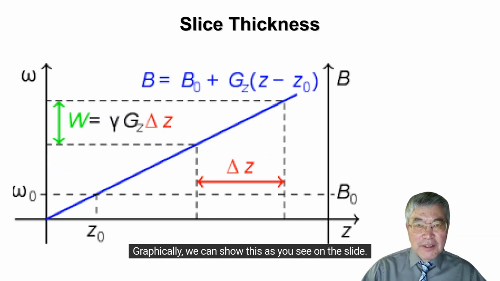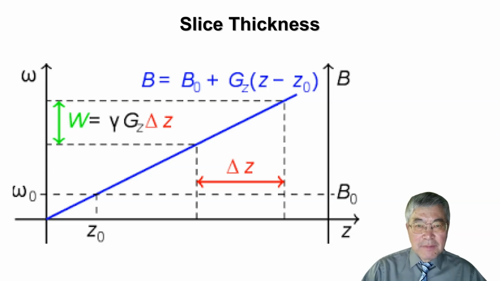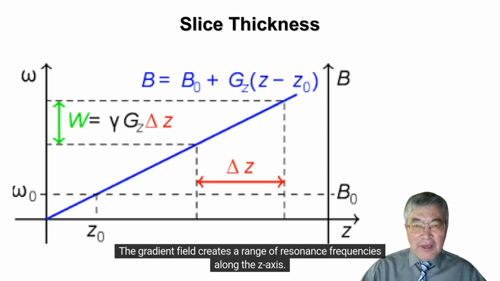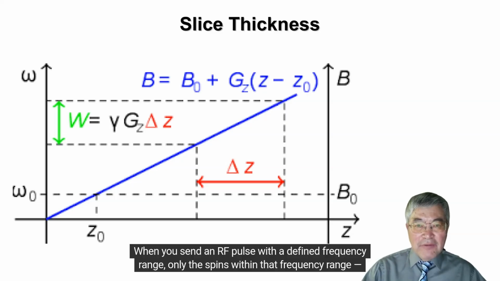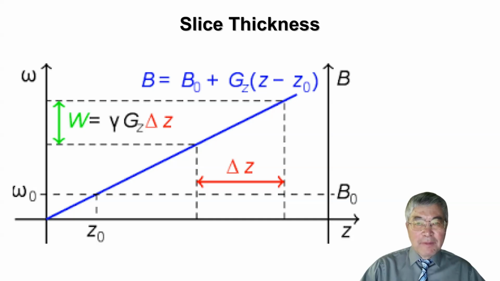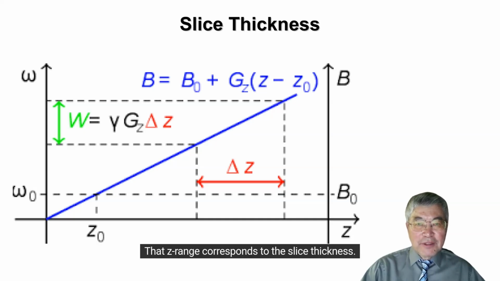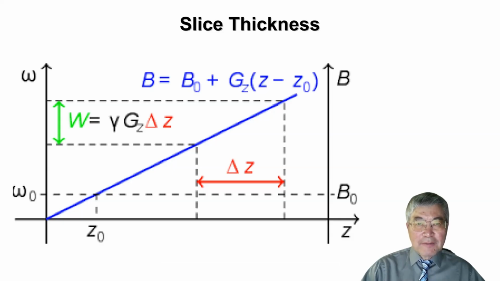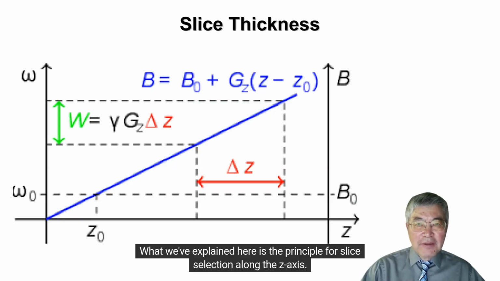Graphically, we can show this as you see on the slide. The gradient field creates a range of resonance frequencies along the z-axis. When you send an RF pulse with a defined frequency range, only the spins within that frequency range, and therefore within a specific z range, are excited. That z range corresponds to the slice thickness. So this is how we select a slice in MRI. What we've explained here is the principle for slice selection along the z-axis.